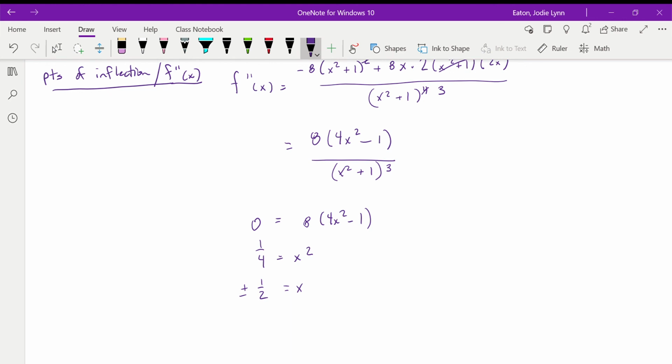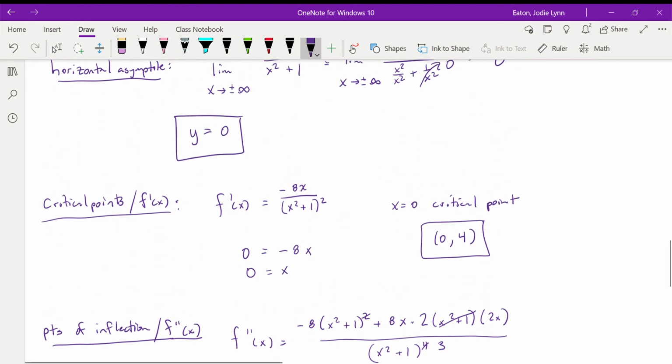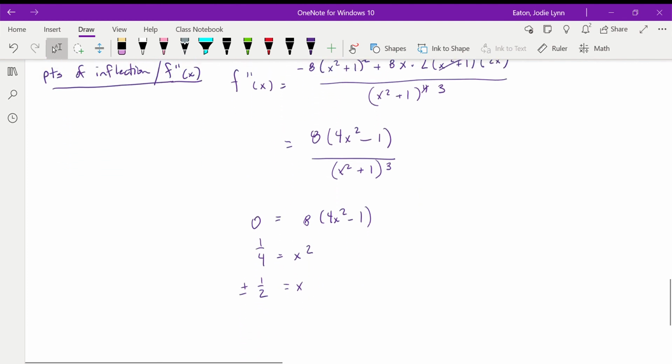Okay, so we are looking for what our y values are at those points. In order to find these lovely points of inflection, we actually have to go back to the function with plus or minus 1/2.